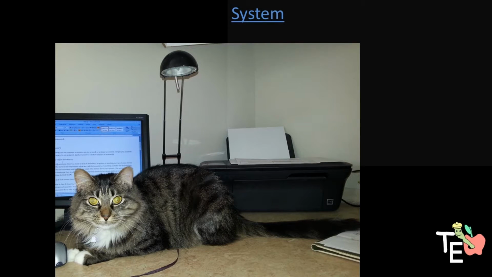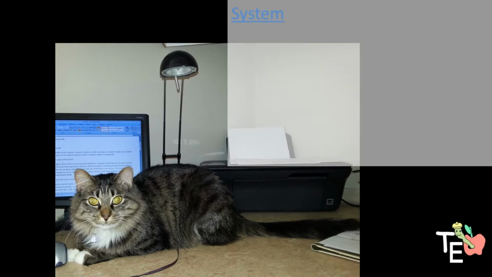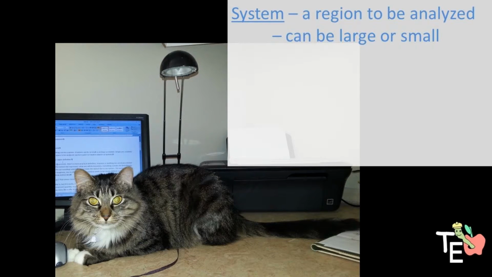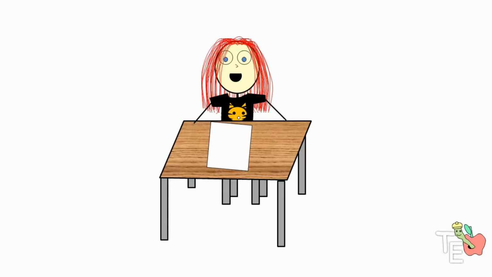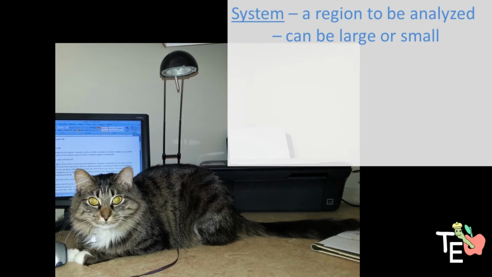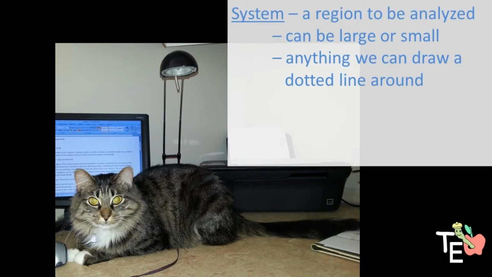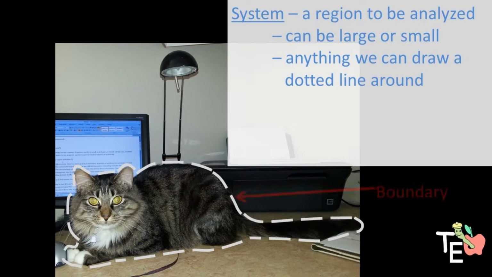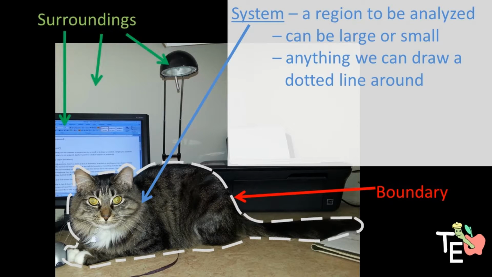A system can be as small or as large as needed. Simply put, a system is a region in space to be analyzed. That's a really broad definition. I agree, but it is accurate. Here's a more practical definition. A system is anything we can draw a dotted line around. The dotted line represents what we call the boundary. Everything inside the dotted line is our system, and everything else is what we call the surroundings.